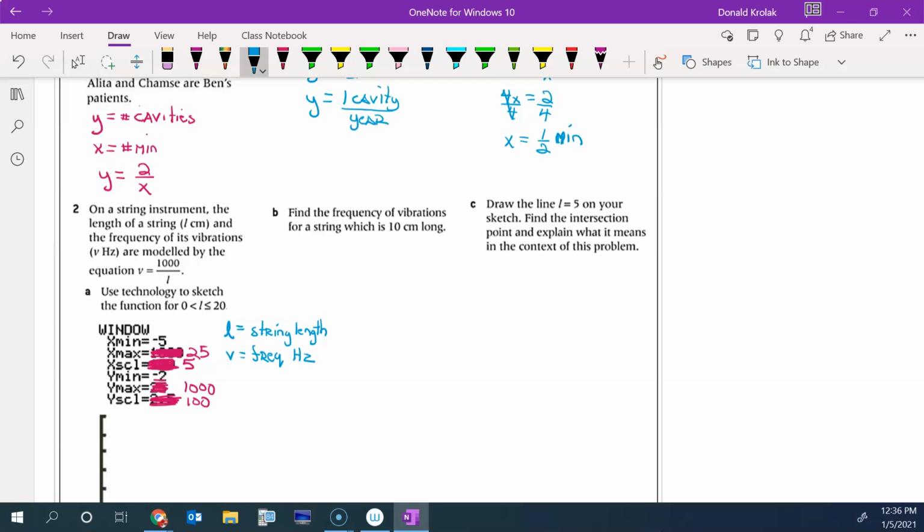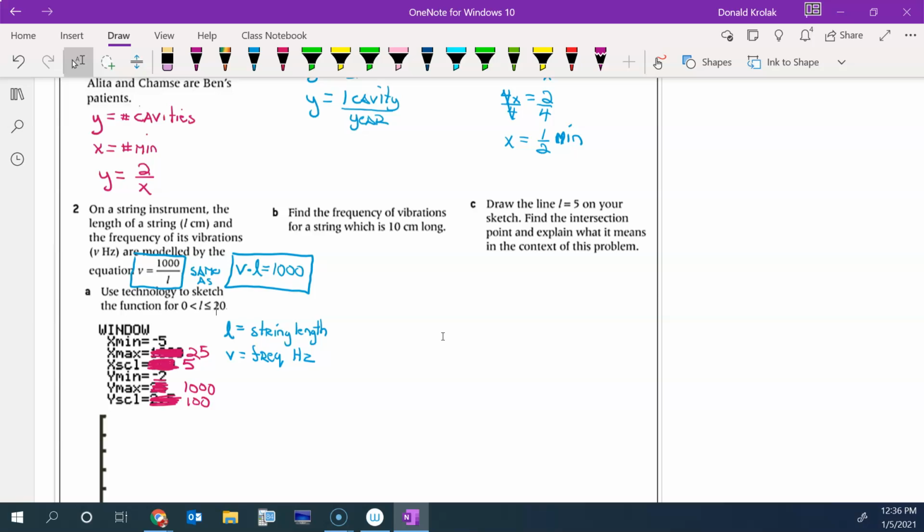All right, and then we're given this function here. V is 1,000 over L. So basically, this would be the same as saying, if I take V, the frequency, and I multiply it by L, I always get 1,000. That equation and that equation are the same, just written differently. All right, it says use technology to sketch the function for L equals 0 to 20.